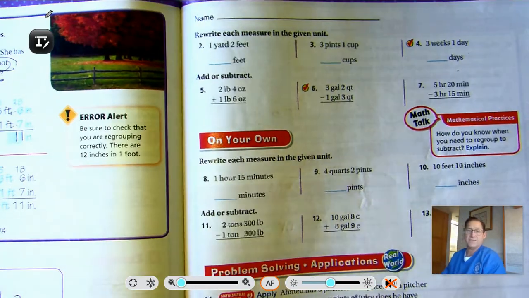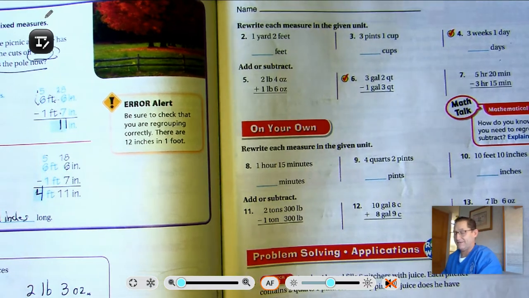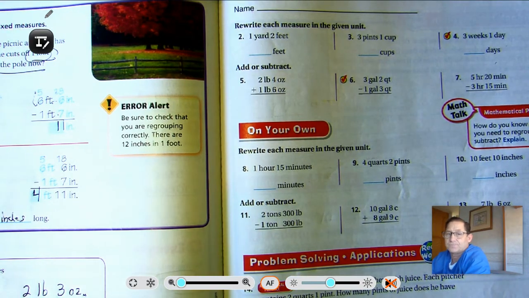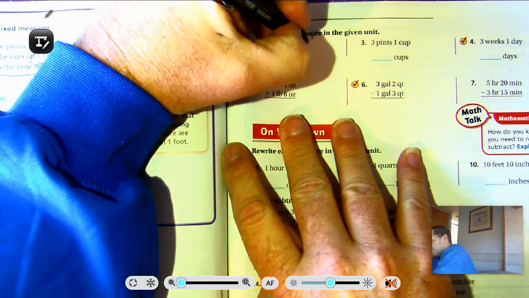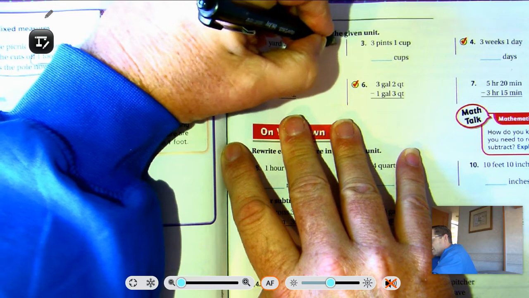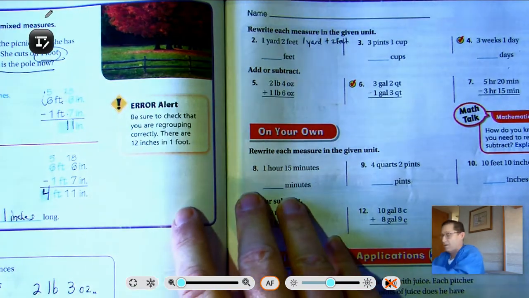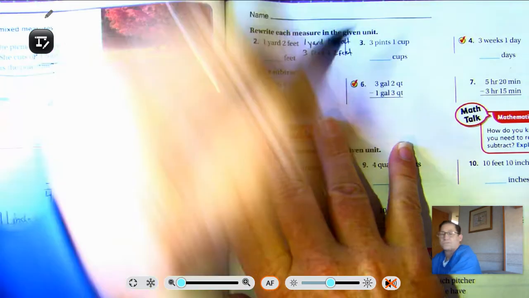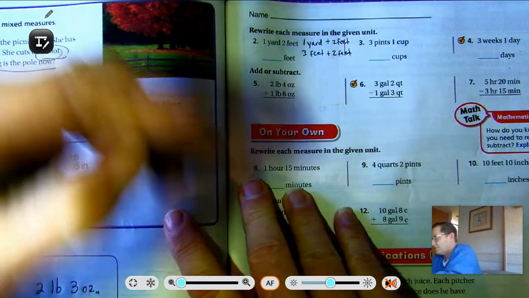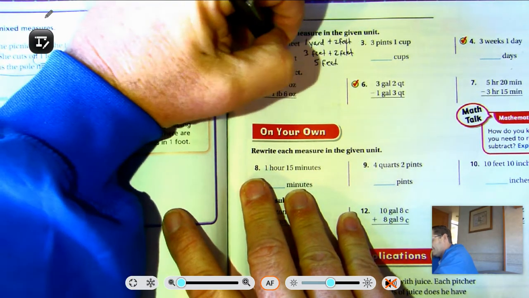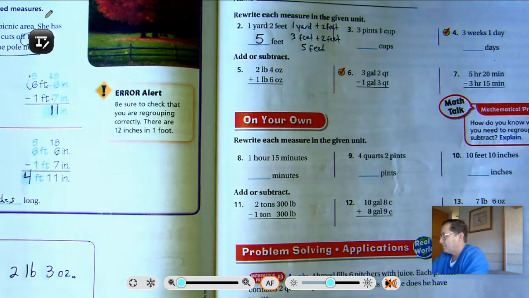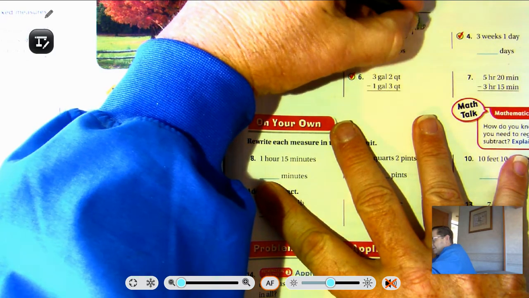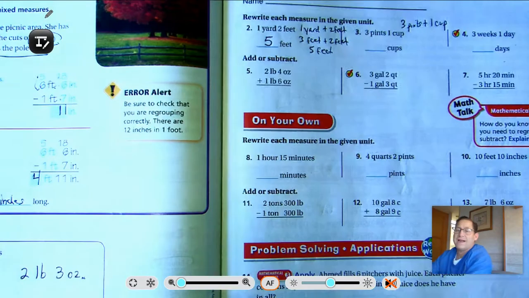All right, page 511. Rewrite each measure in the given unit. So 1 yard, 2 feet, and we want an answer just in feet. So we need to think of it as 1 yard plus 2 feet. 1 yard is 3 feet. 1 yard equals 3 feet. So 3 feet plus 2 feet is 5 feet. Number 2, 3 pints, 1 cup. So it's going to be 3 pints plus 1 cup. And how many cups are in a pint?